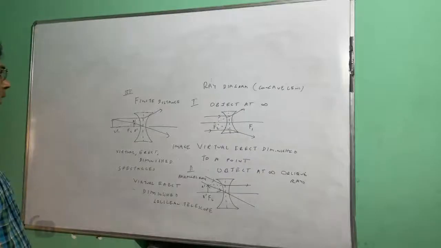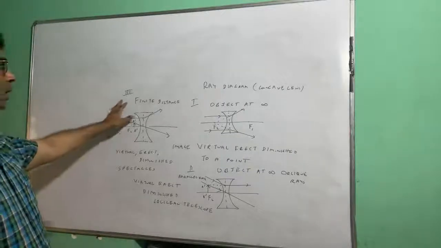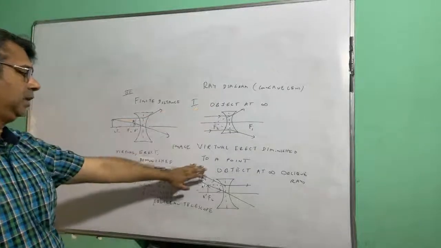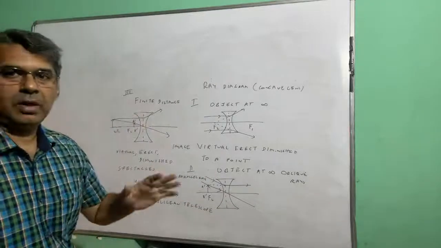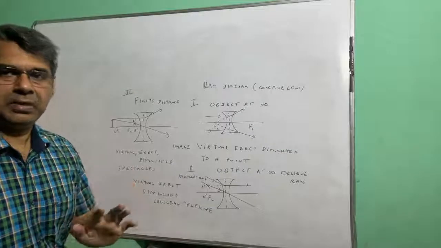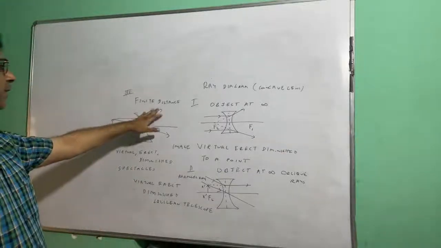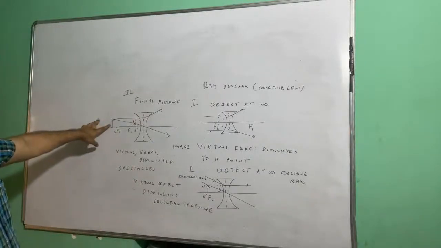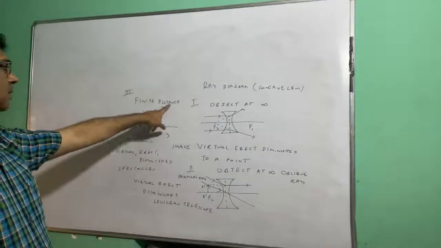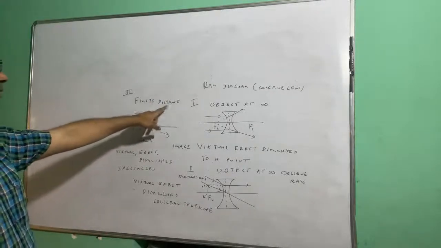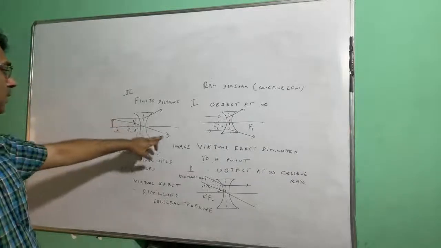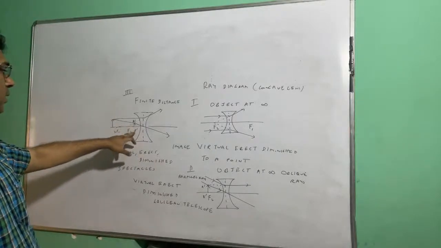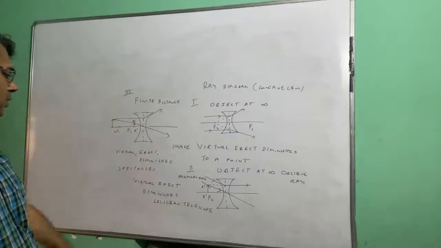Now we come to the third one. First one, object at infinity. Second one, object at infinity with oblique rays. Third one, it is not at infinity, it is anywhere at a finite distance. Suppose the object is here. The ray parallel to the principal axis goes like this, appearing to come out of F2. The ray through the optical center goes like this. So the image is A'B'. It is virtual, erect and diminished.